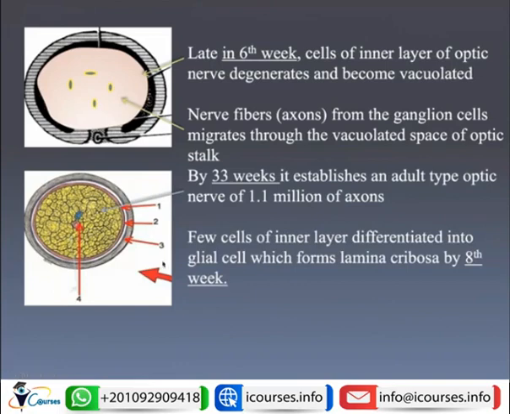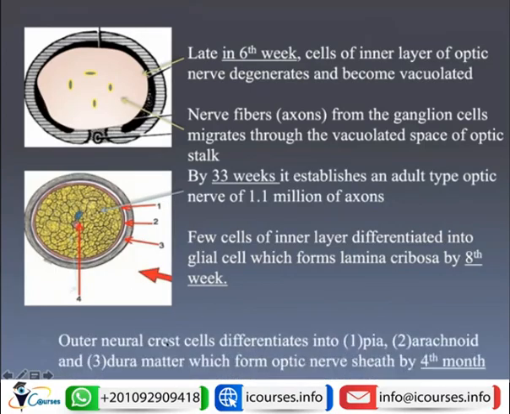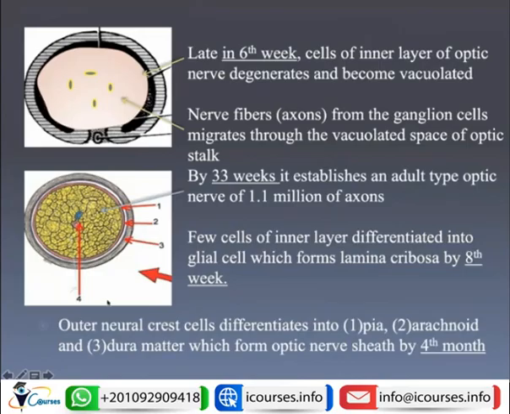At the 8th week of gestation, a few cells of the inner layer will differentiate into glial cells, and these glial cells will form the lamina cribrosa. This is all coming from the inner layer. So the inner layer of the optic nerve will form all these structures. It will undergo degeneration to allow passage of the nerve fiber layer and will form the glial cells that will form the lamina cribrosa. So what about the outer layer?